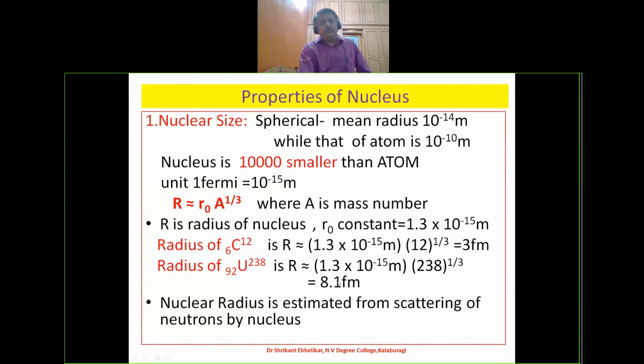If you compare with the uranium nucleus, 92 U238, once again r is r naught A raised to 1 by 3, where r naught is the same, and A, instead of 12, is 238 to the power 1 by 3, and it comes out to be 8.1. So carbon is 3 Fermi, uranium is 8 Fermi. So the carbon nucleus is smaller, whereas uranium is bigger. You can estimate the size by the expression r equals r naught a raised to 1 by 3. The nuclear radius is estimated from scattering experiments of neutrons by the nucleus.